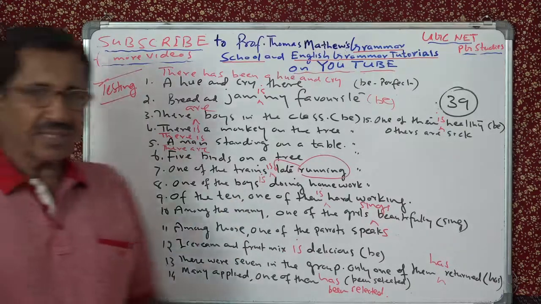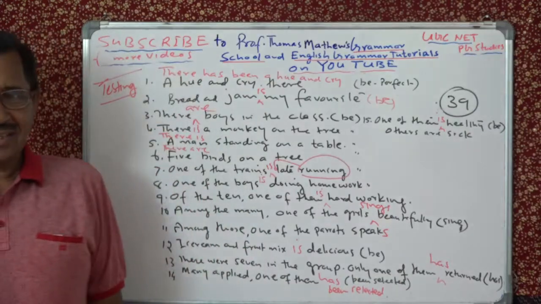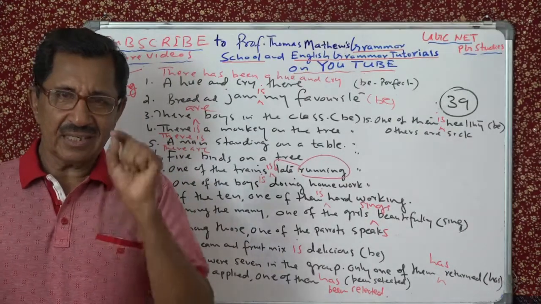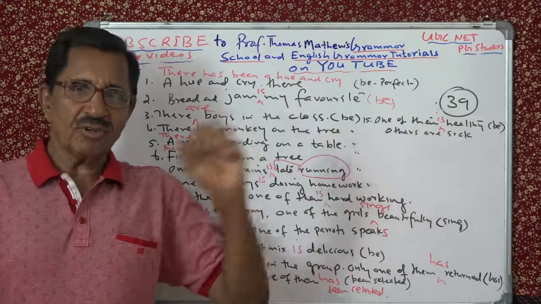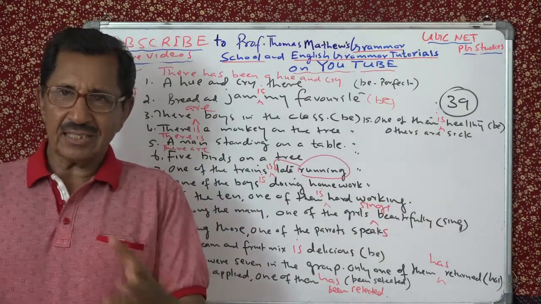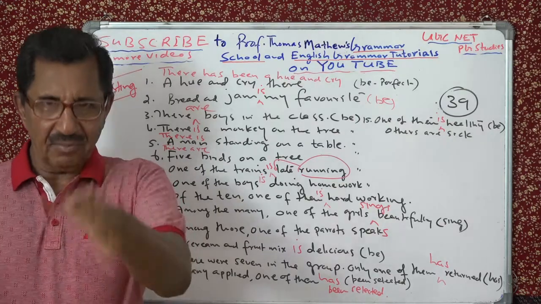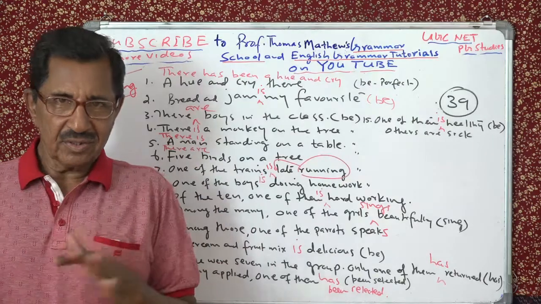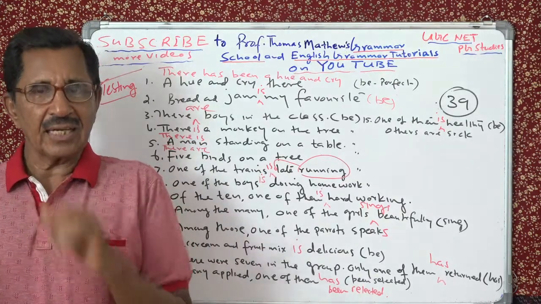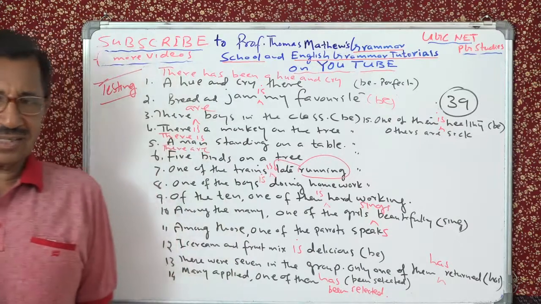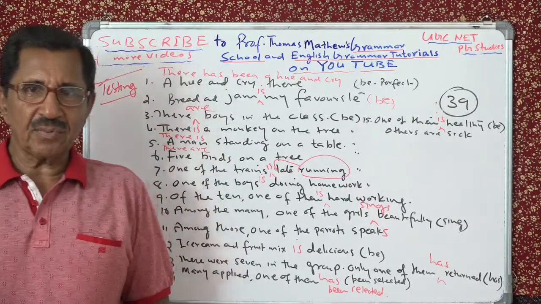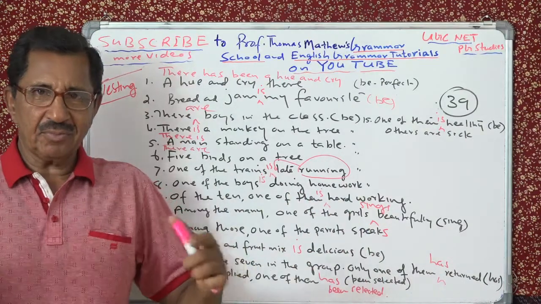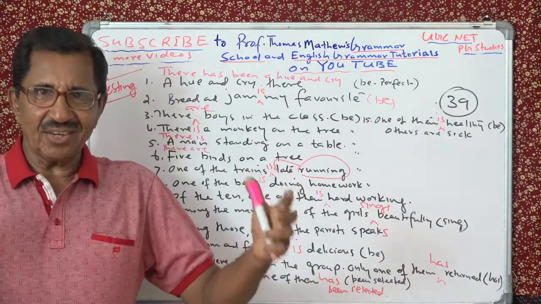Alright, so 3 points I think is very clear to you. One is there. There is not the actual subject. The real subject is somewhere else, you have to find that out. When you say there are 10 boys in the class, the 10 boys are the subject, and therefore you have to use the verb according to the real subject. Understood? So I think that's clear. Then also one of the plus plural noun is always singular. One of the plus plural noun is always singular.